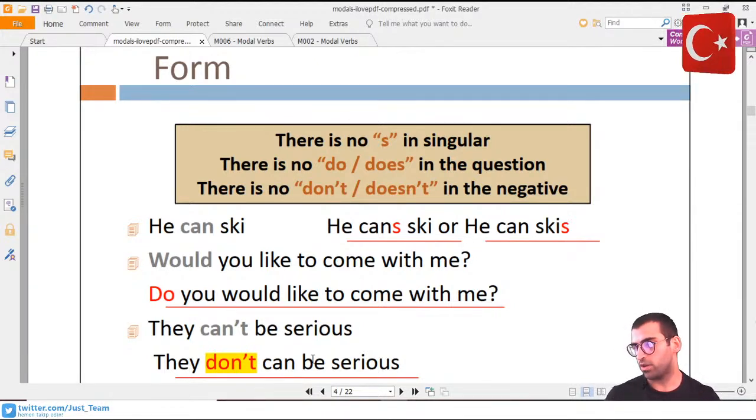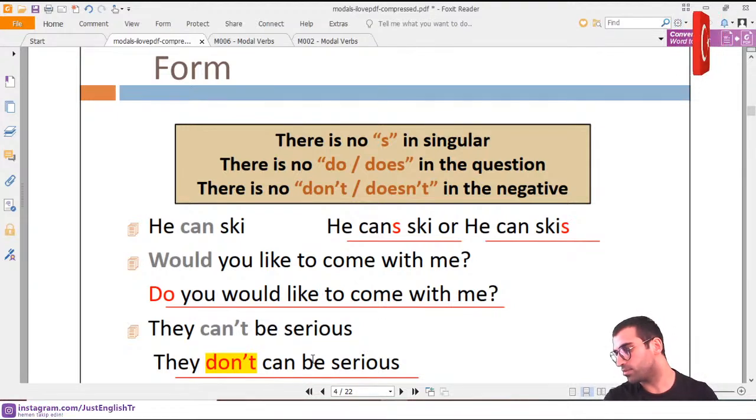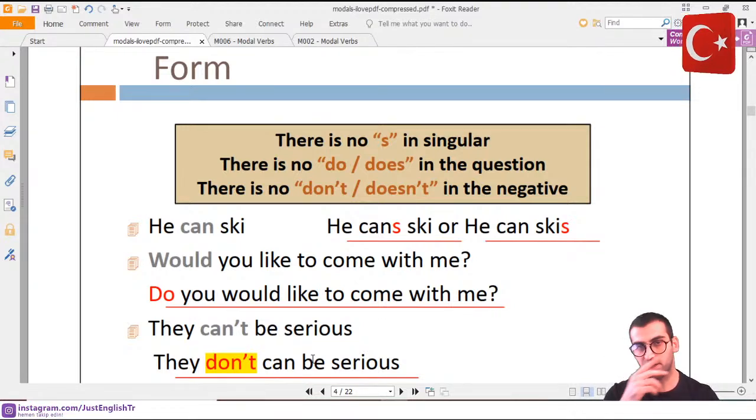Okay, let me check your comments. If there's any question related to today's lesson, I am ready to answer your questions. Mr. Mehmet Bozkurt asks, could you use to only past simple or all the tenses? We can use could in the past tense. Okay, and we have two forms of could.